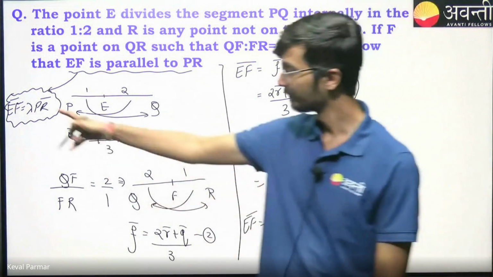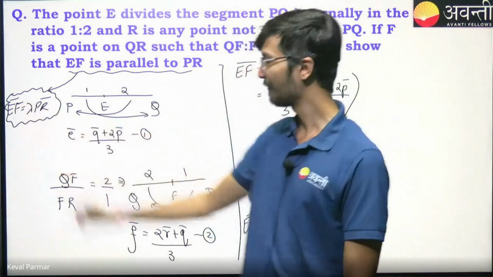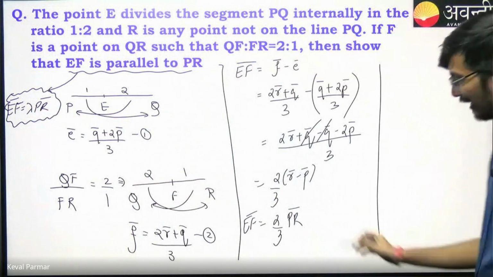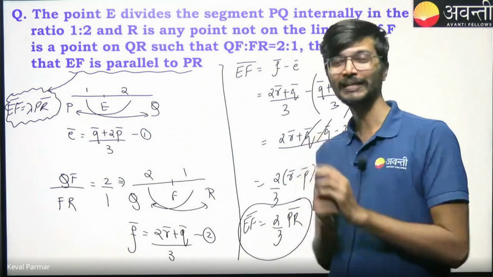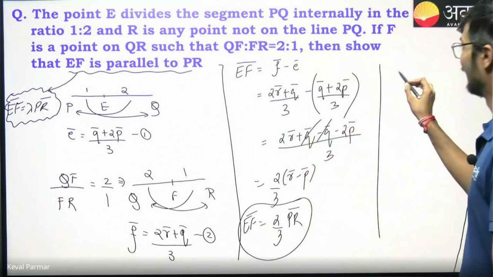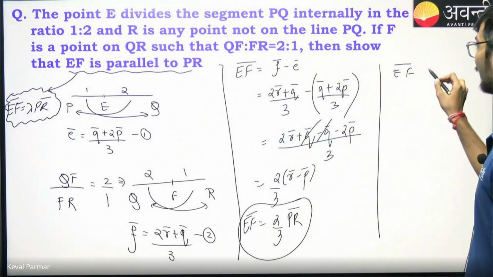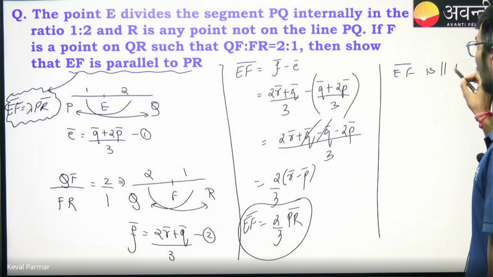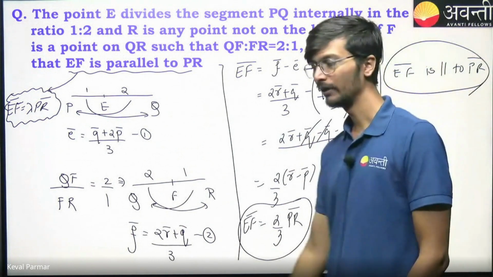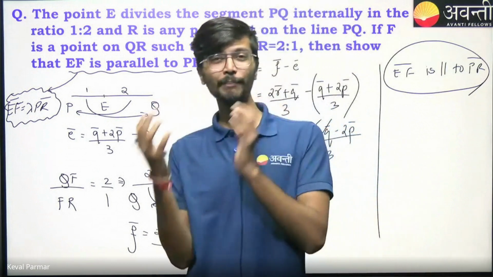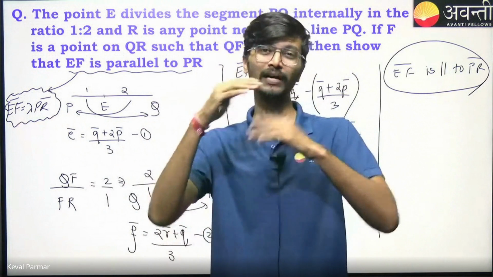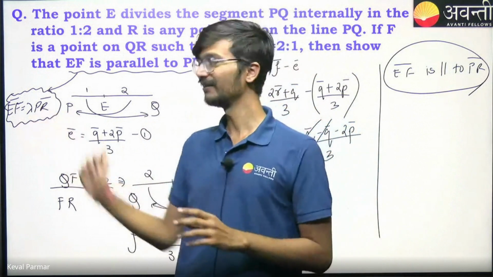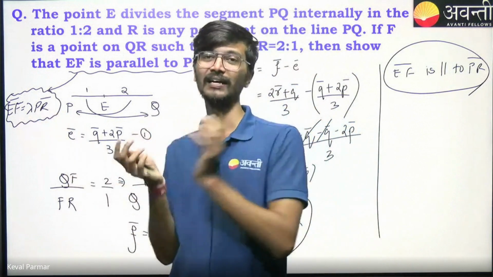Now you can see EF bar is equal to lambda times PR bar. That means I proved this. And what does this mean? This means EF bar is parallel to PR bar. Hence proved. How did I prove it? Because it is only possible for this to exist if they both are parallel. If this is the result, then we can say the vectors are parallel.